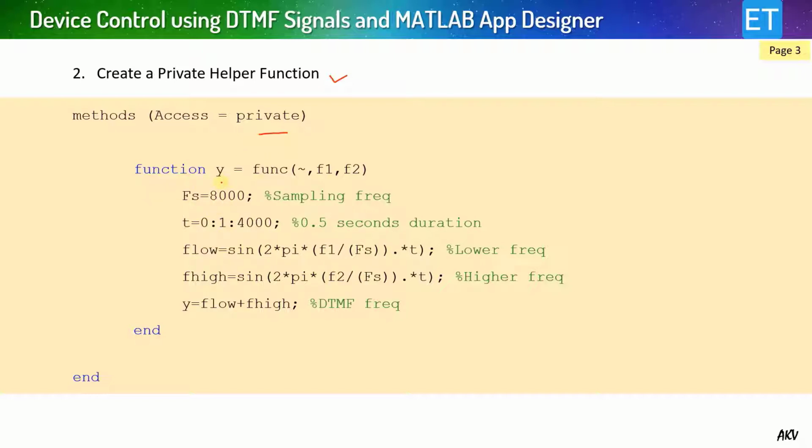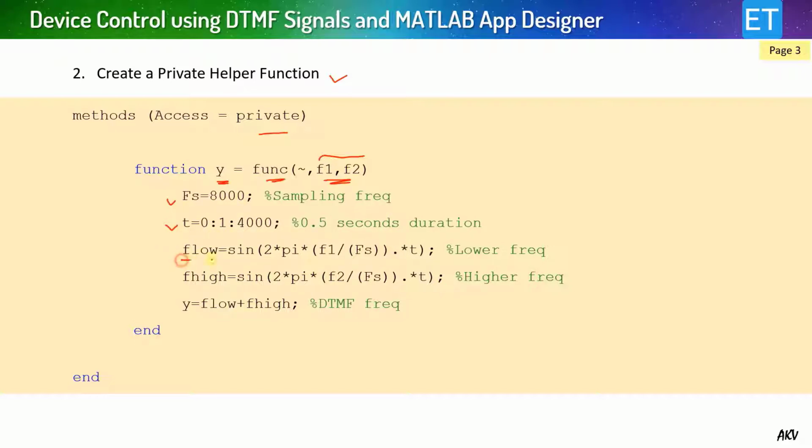There is no need for outside interaction. So this is your function. This is the output of this function, y, and it is the name of the function, and these are the two input arguments, f1 and f2. So f1 and f2 are actually the frequency pair. f1 is representing the low frequency, f2 is representing the high frequency. Here again the sampling rate is specified, but that will remain inside this function. And this is the time vector for 5-second generation.